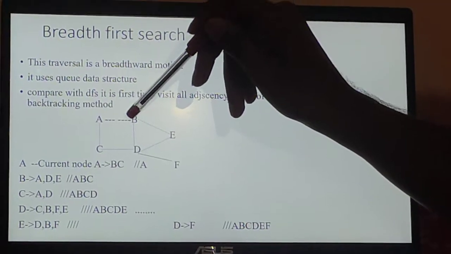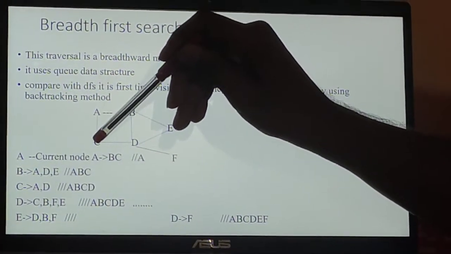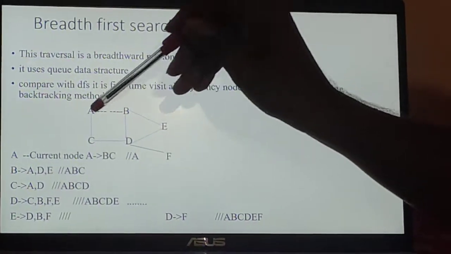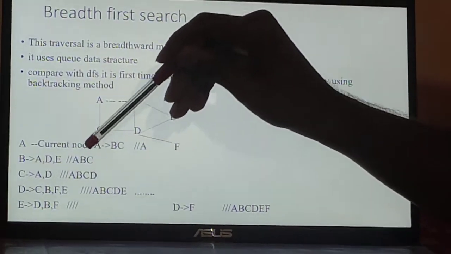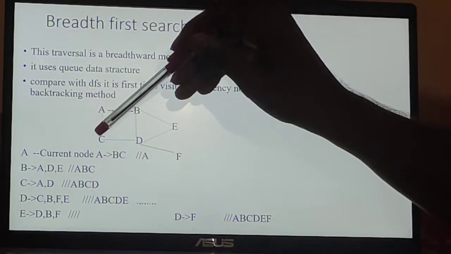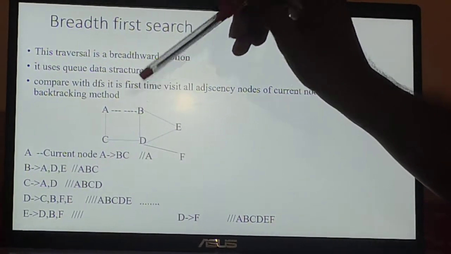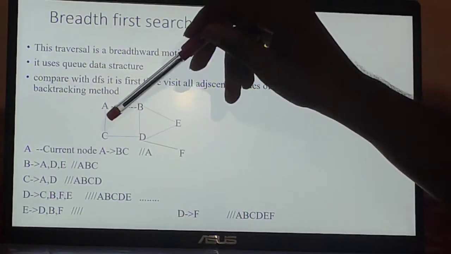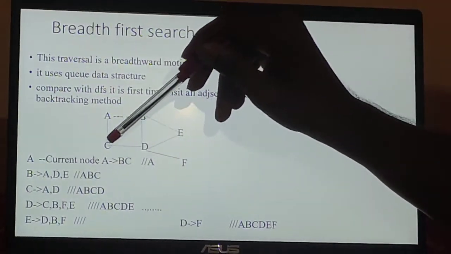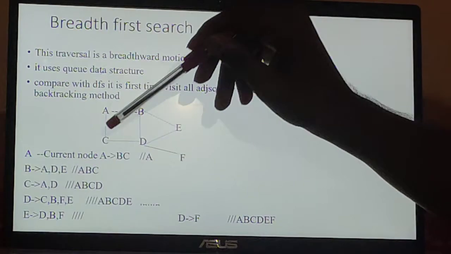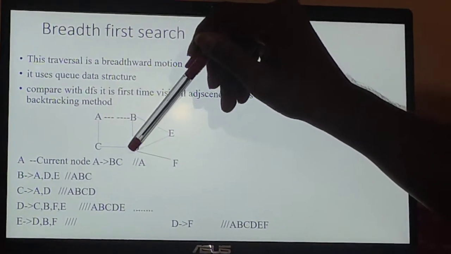The backtracking method is used, first of all A, and then A visits C. So A, B, C are the first three nodes visited, and then we go to C. C is the next current node. C's adjacency vertices are A and D. Then the next current node chosen is D.